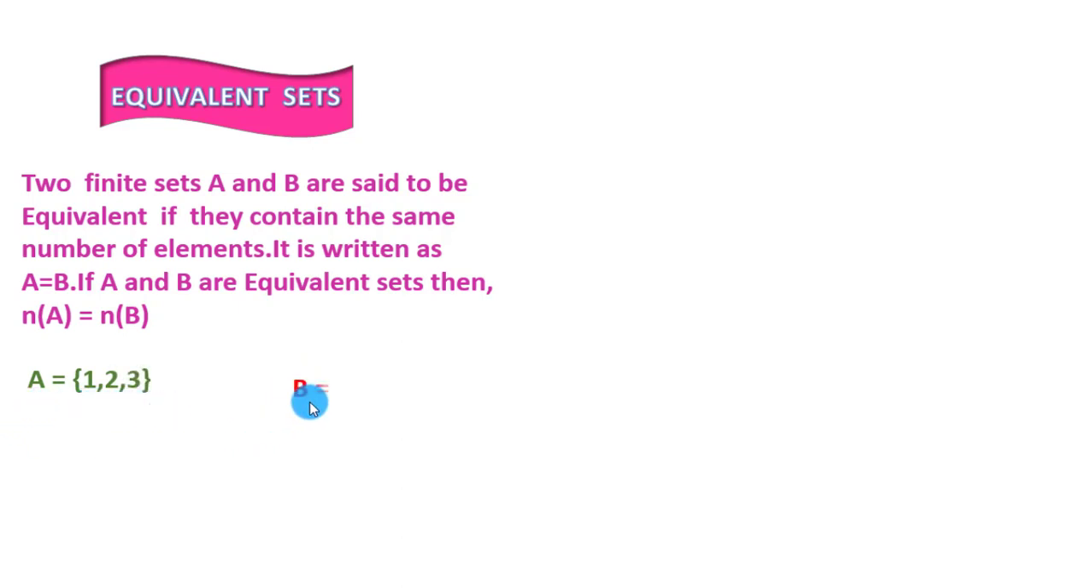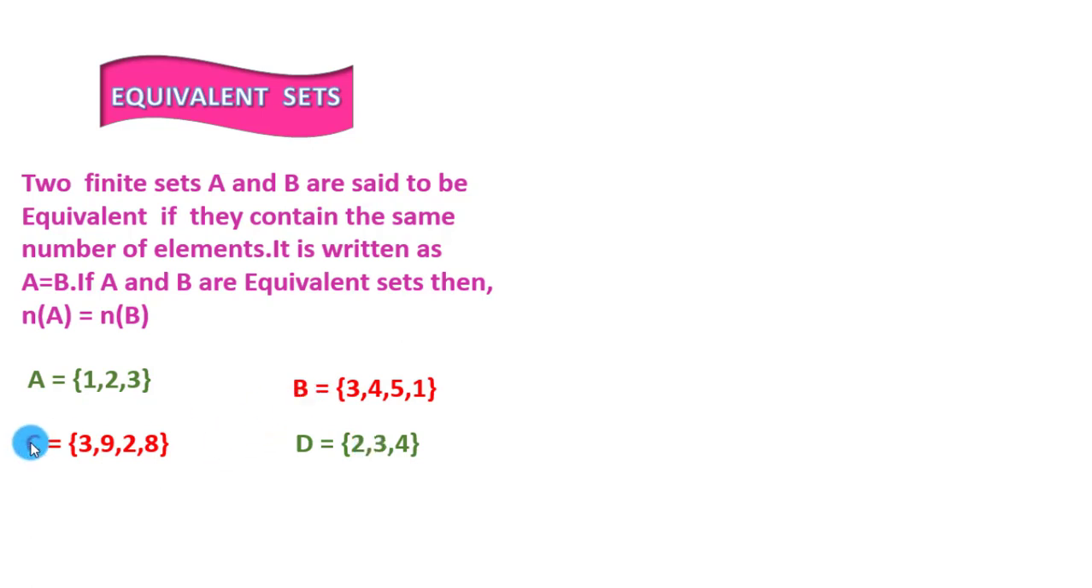Let B be a set containing the elements 3, 4, 5, 1 and C be a set containing the elements 3, 9, 2, 8 and D be 2, 3, 4. Here the set A and the set D have an equal number of elements. Here also 3 elements, here also 3 elements.